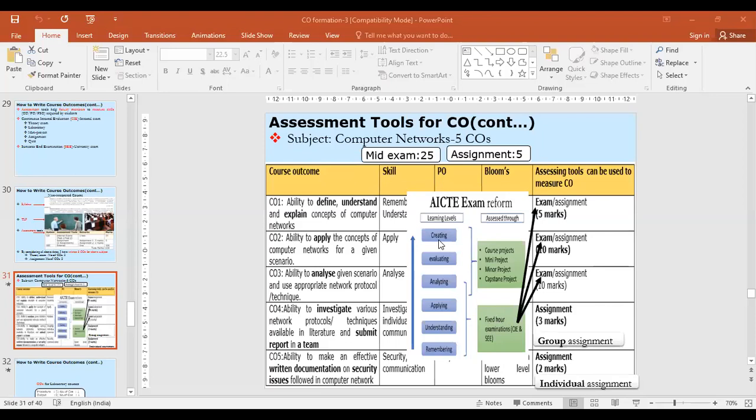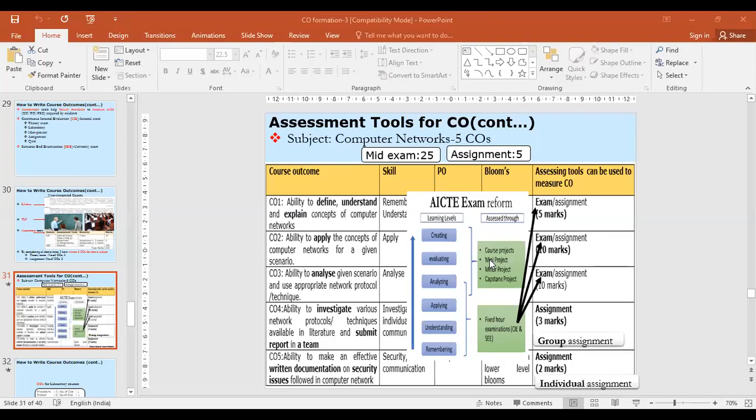In case you are going for any creative level or evaluating, then you have to use mini projects, even assignments, any alternate assessment tools you can use, sir. But not in a theory exam. In the exam you can't go for the higher levels. Okay, sir. Thank you, sir.